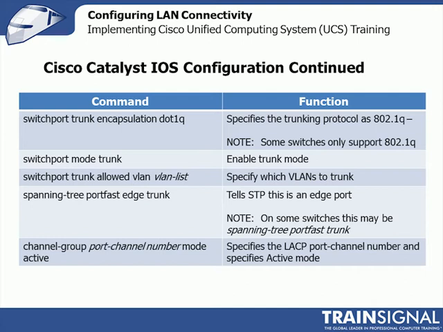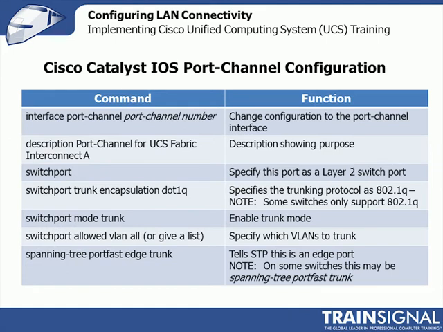Next, we enable spanning-tree portfast edge trunk, but notice on the right that some switches use a slightly different command, spanning-tree portfast trunk. So if it won't take the one on the left, just try the one on the right. Then we enable this to be in a port channel. If you're going to use port channels, it's pretty much the same as the Nexus. Channel-group, pick an unused port channel number, mode active, and again, make sure it's set for mode active.